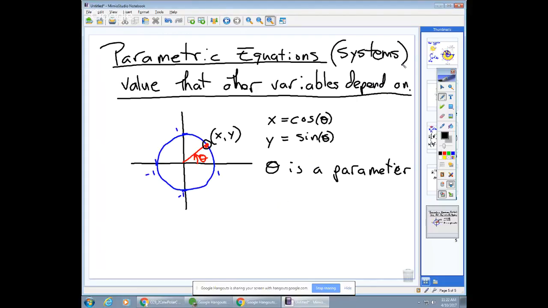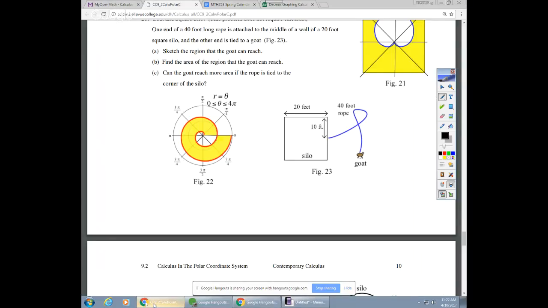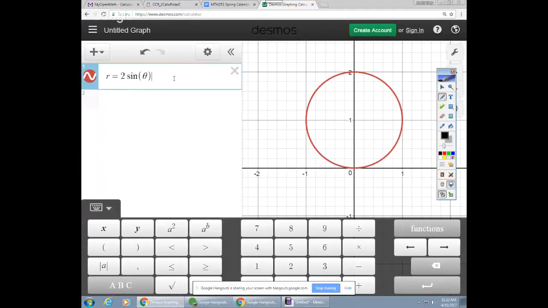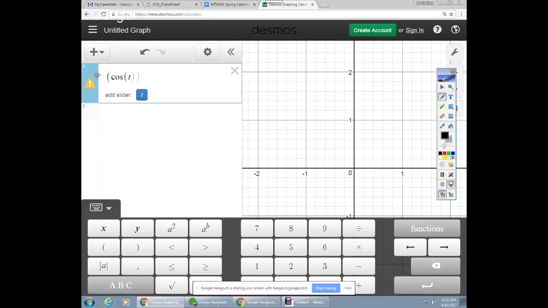Just for fun, Desmos does a great job with parametric equations. Sometimes I'll use theta as a parameter, sometimes I'll use t. Desmos requires, if you're going to use parametric equations, that you use t, and use it as a point for x and y. So for example, in Desmos right now, I'll say parentheses, cosine of t, maybe t could be theta, t could be time. It asks me if I want a slider. I'm going to ignore that for now. And then I say y is sine of t.